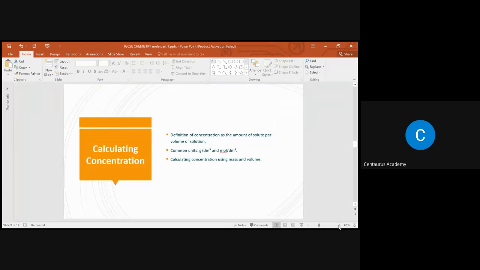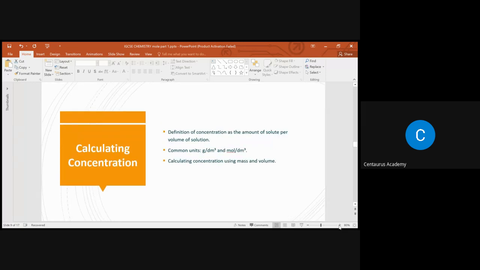Okay, do we have any questions from previous sessions? Regarding limiting reactants, excess reactants, or anything else? No questions? Okay, let's begin with today's session.